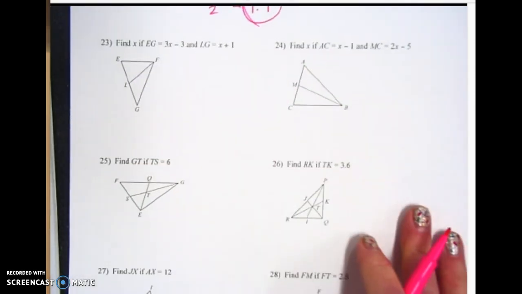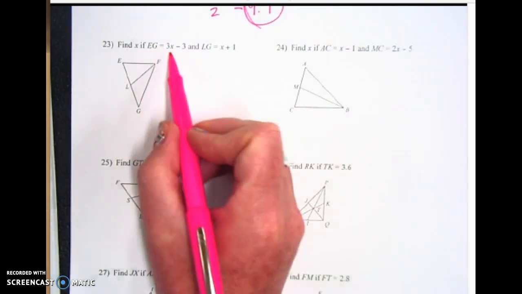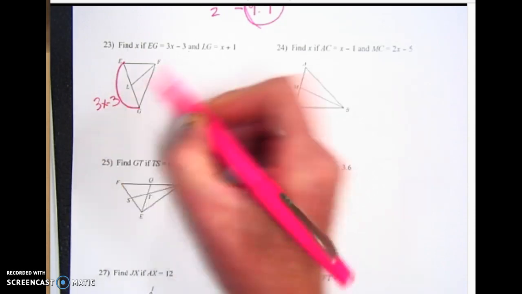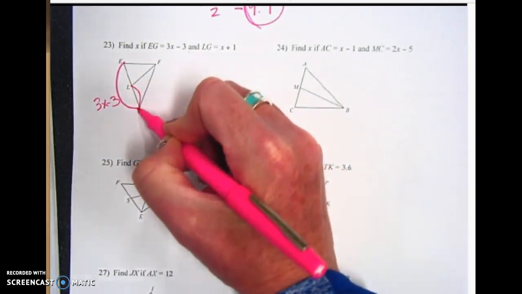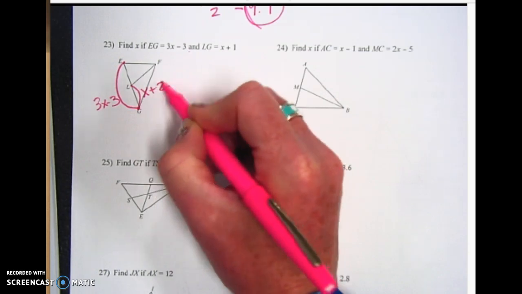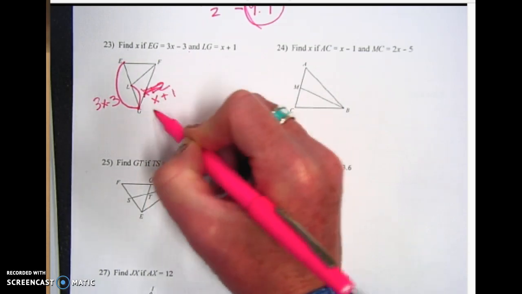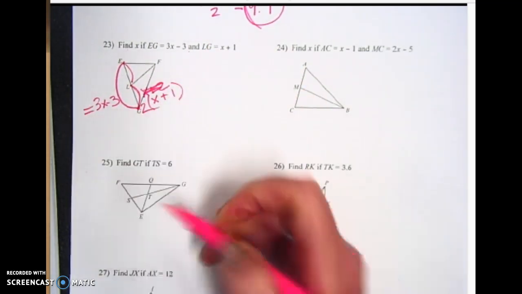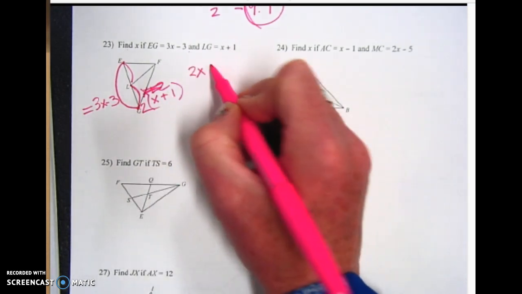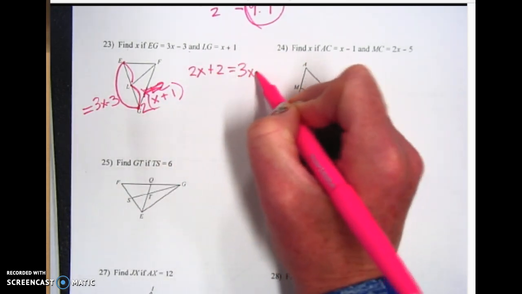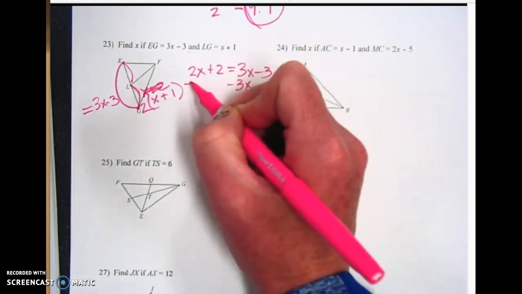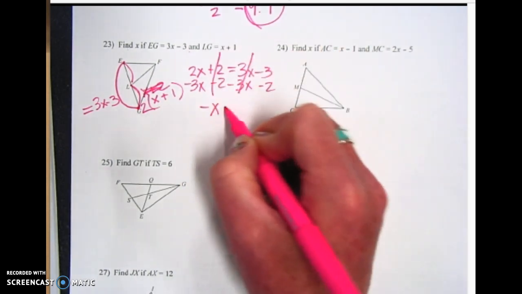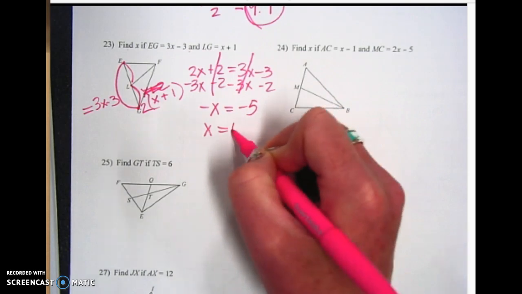Number 23. Find x if EG is 3x minus 3. So from here to here is 3x minus 3. LG, so half of it from here to here, is x plus 1. So 2 of these is going to be equal to 1 of those. So distribute, and you get 2x plus 2 equals 3x minus 3. Subtract the 3x from both sides. Subtract 2 from both sides. Opposites, opposites. We have negative x equals negative 5, so positive x is positive 5.